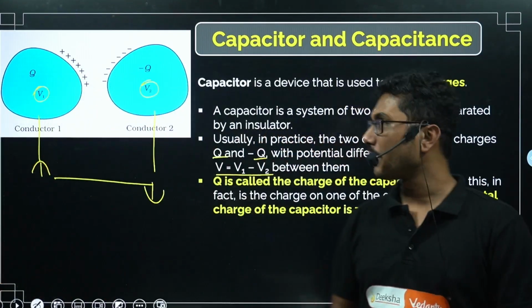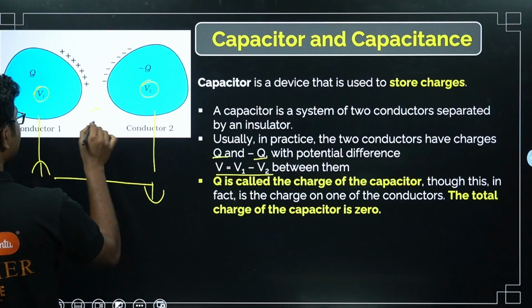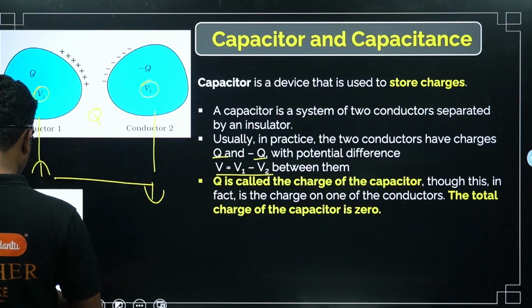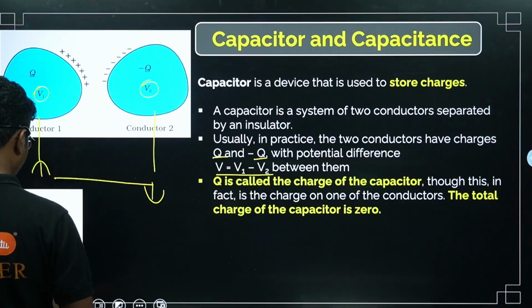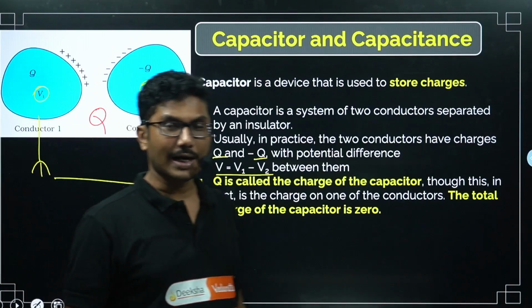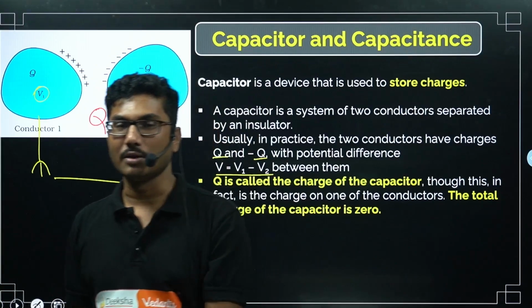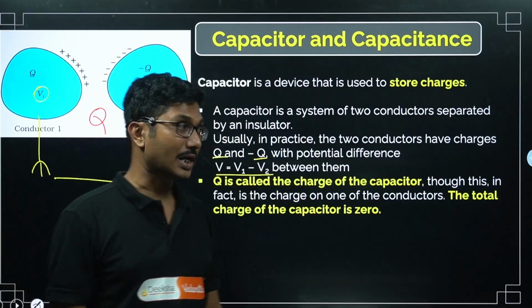This is a very important concept: the charge of a capacitor is the charge of any one of the plates. So this is called the charge of the capacitor. So what is the charge? The capacitor plates are charged to plus q and minus q. What is the charge of the capacitor?